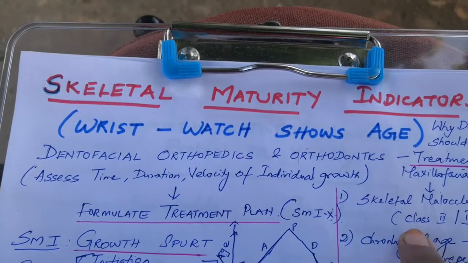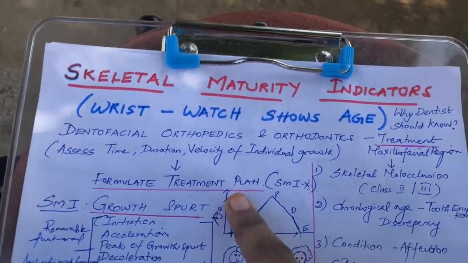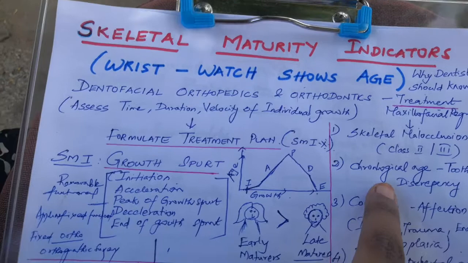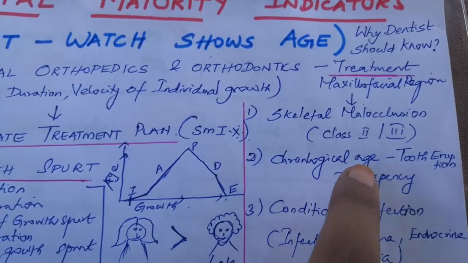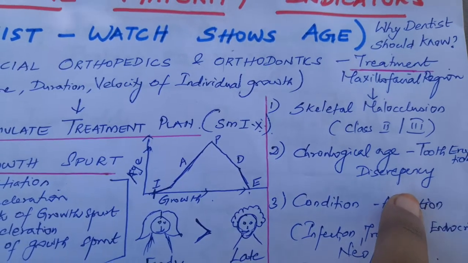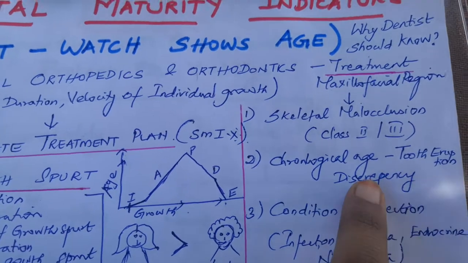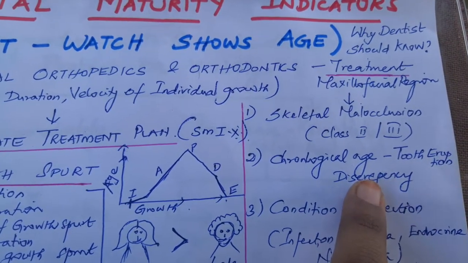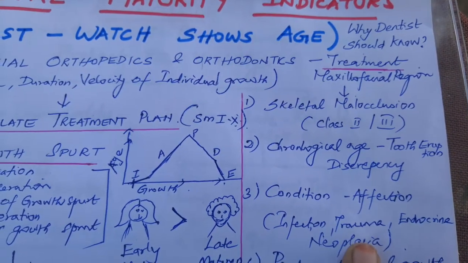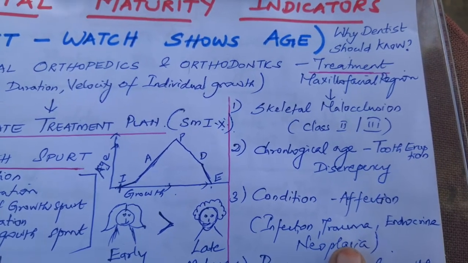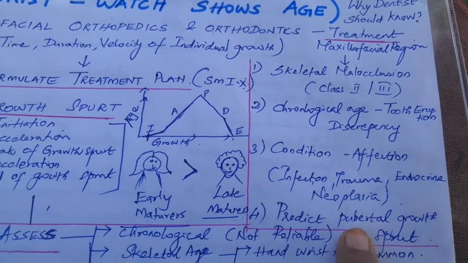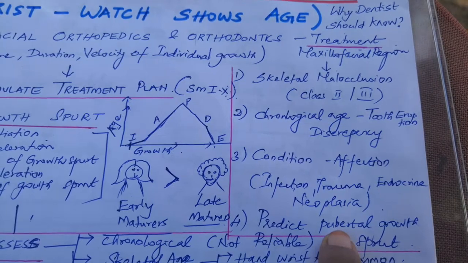So to formulate the treatment plan, we have to know which stage of growth that particular patient is in. Also, in some cases the chronological age will show a discrepancy in terms of tooth eruption; the teeth will not erupt properly on schedule. In those cases also, we have to assess the skeletal maturity. And in endocrine disturbances, and also in cases of infection, neoplasm, and genetic conditions, we would like to assess the skeletal maturity, and also to predict the pubertal growth in certain cases.